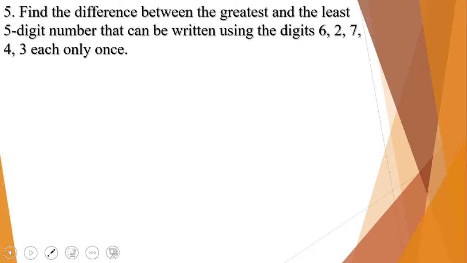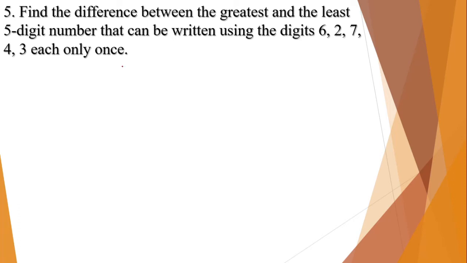Now the fifth question is, find the difference between the greatest and the least 5-digit number that can be written using the digits 6, 2, 7, 4, 3 each only once. Now we should find the greatest and the least number using these digits. Now let's find out that.